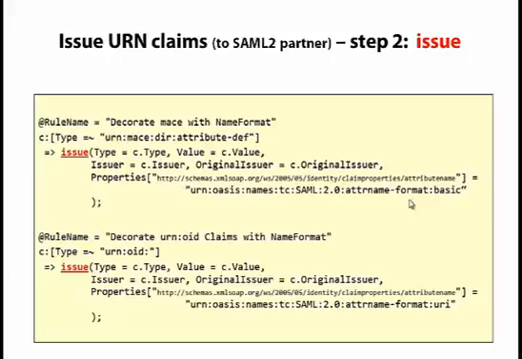The second one is for the OID claim types, and it attaches the format URI. Now this is more or less default, the last one, so if you leave it out it will probably work, but if you want to do it correctly, this is the way to do it.